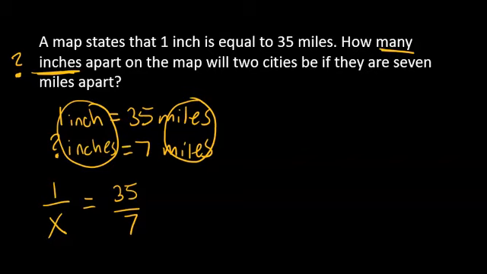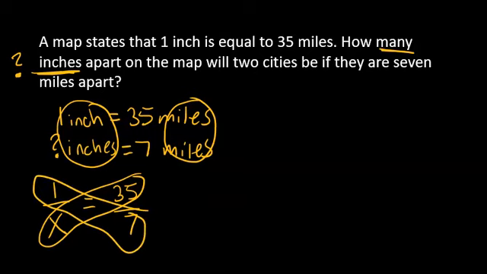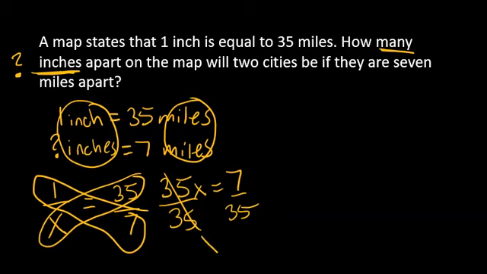So when you deal with proportions, you're going to cross multiply. All of these problems are going to cross multiply. I have 35x equals 7. I want to isolate X, so we have to get it by itself. So 35 over 35 is 1, so X is by itself. 7 over 35 is 1 over 5.